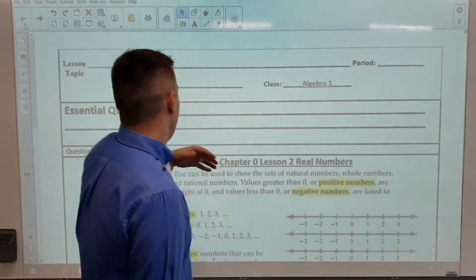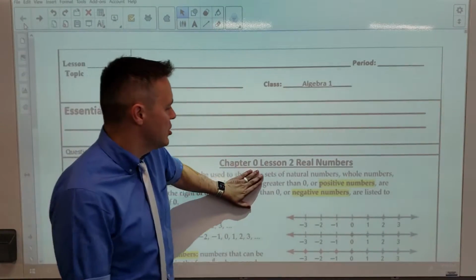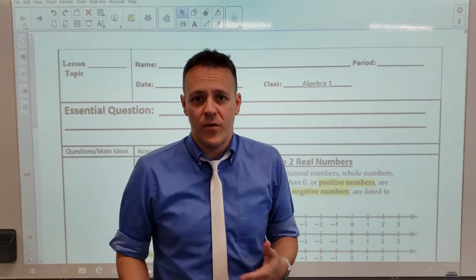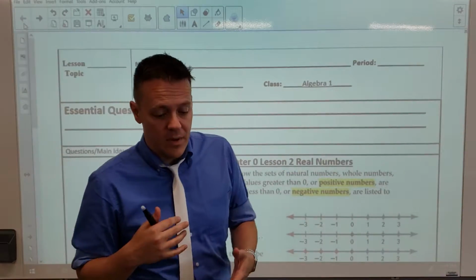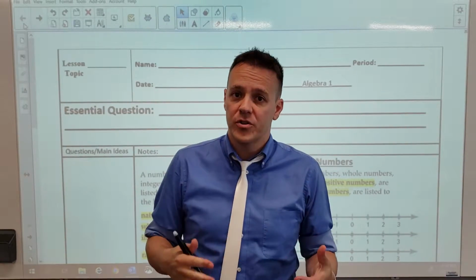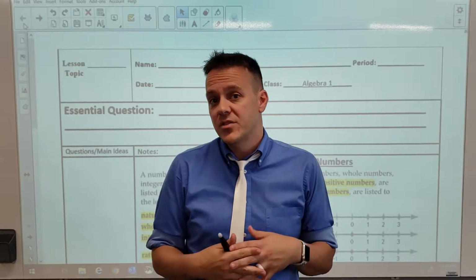So this is our first lesson. It's going to be on chapter 0, lessons 2, 3, and 4. We're going to talk about some real numbers, adding and subtracting integers, and multiplying them as well. Mainly it has to do with negatives.